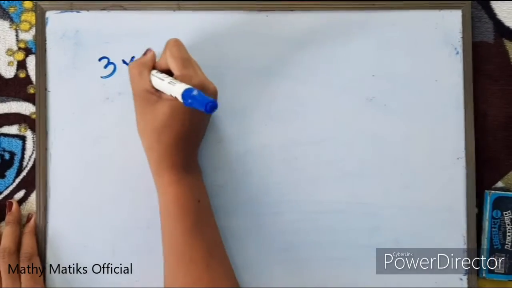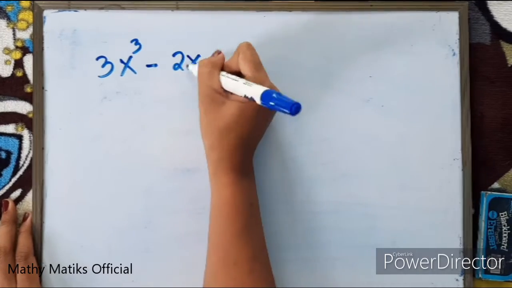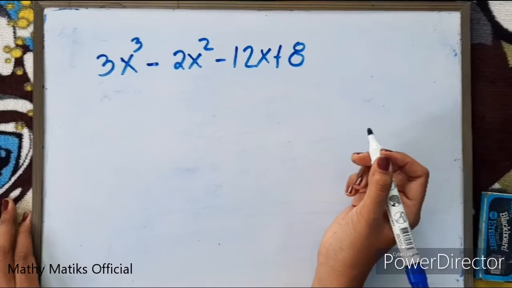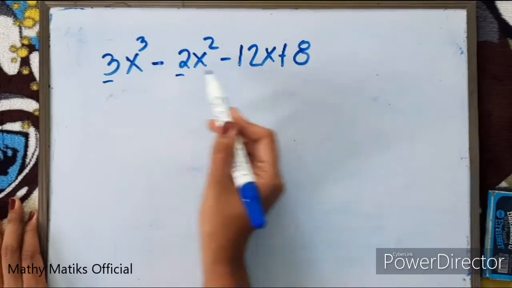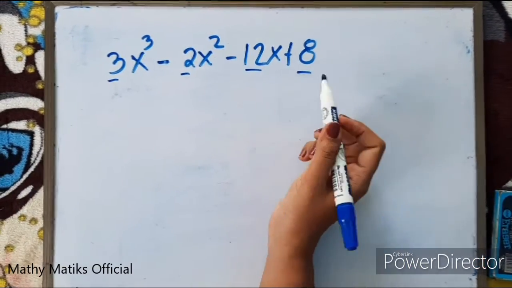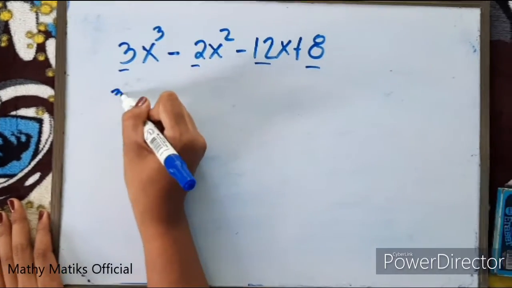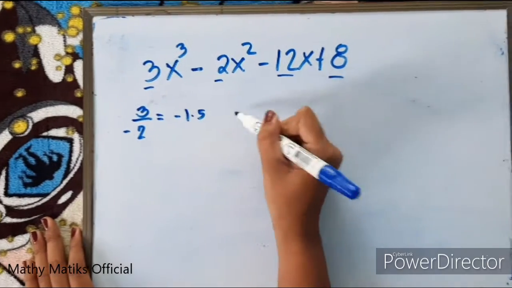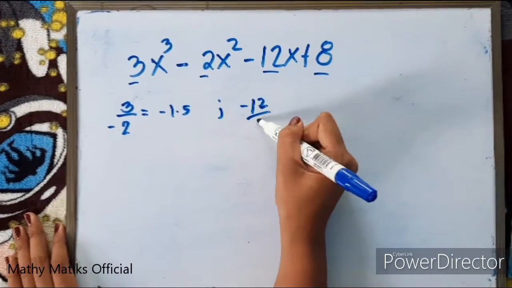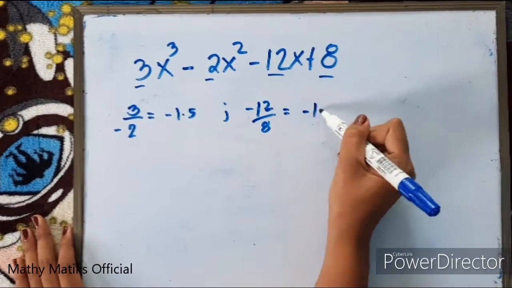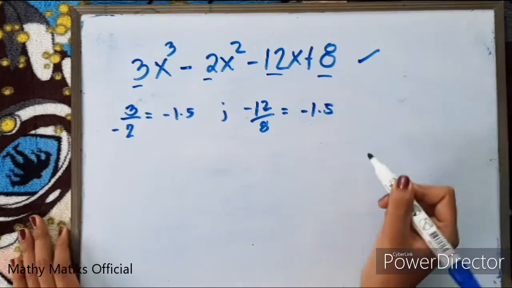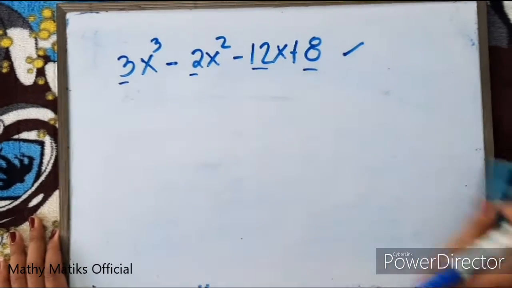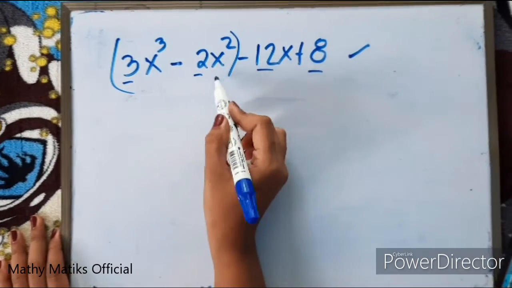Then, let's try this last example. This time, we have a polynomial with 4 terms: 3x cubed minus 2x squared minus 12x plus 8. How can this be factored? Well, you're going to get the ratio of the first 2 terms. If it is equal to the ratio of the last 2 terms, then this expression is factorable. So 3 divided by negative 2 is negative 1.5, and 12 divided by 8 is negative 1.5. So this polynomial can be factored. So let's factor by grouping.